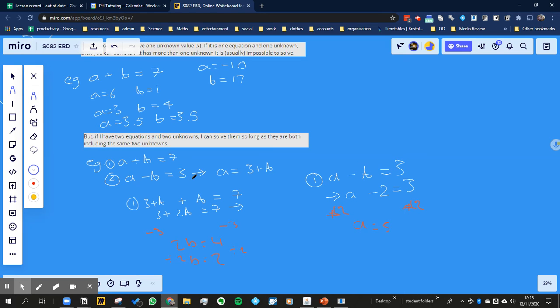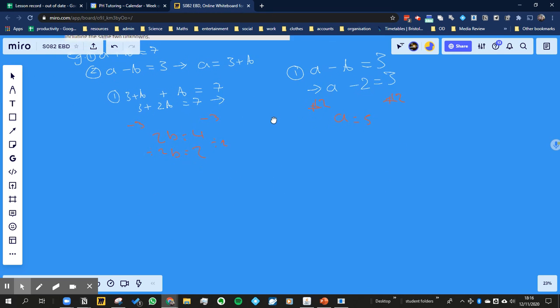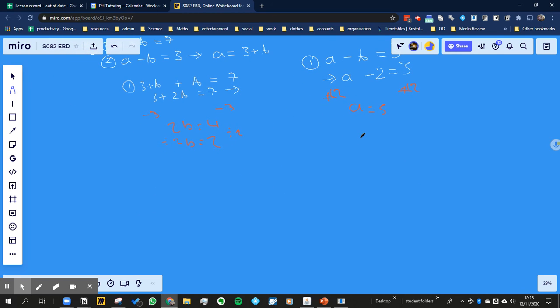So once again, you can solve a set of simultaneous equations so long as you have as many equations as you have unknowns. If you've got two unknowns, you must have two equations. There's only the odd time when they still can't be done. I'm going to show one example of when it can't be done.